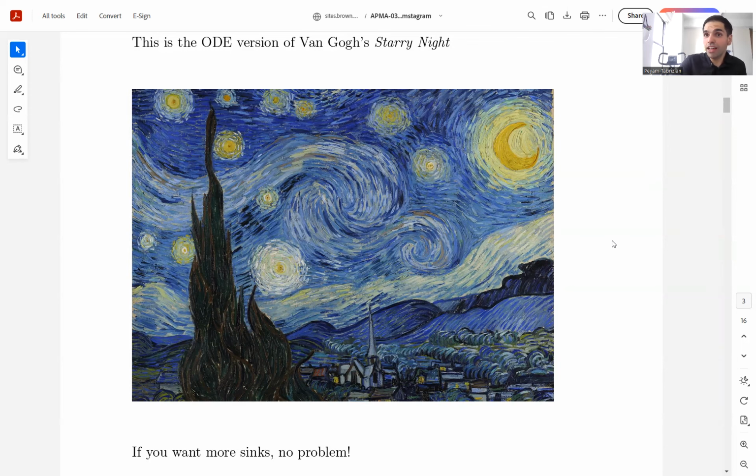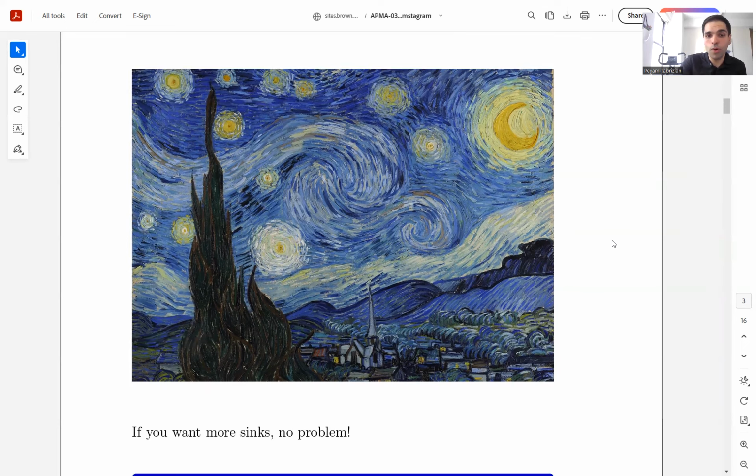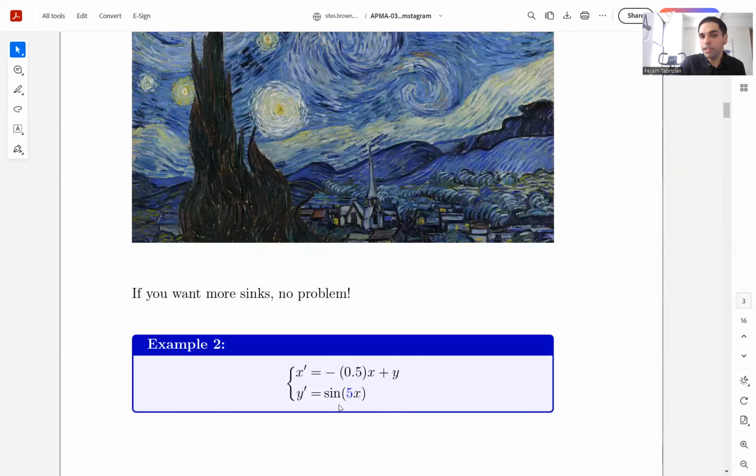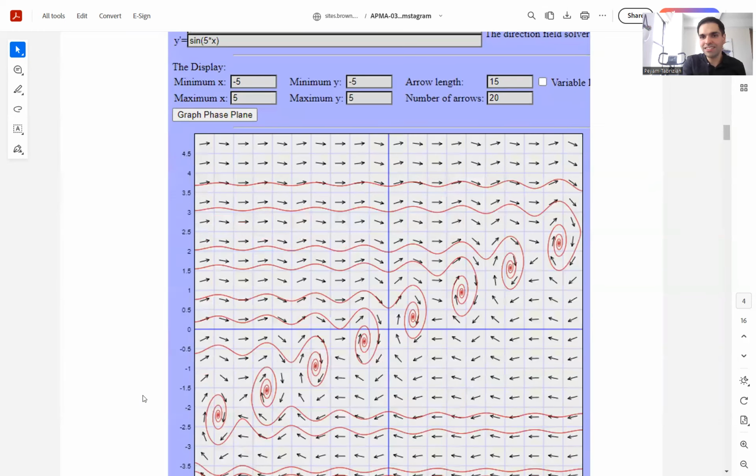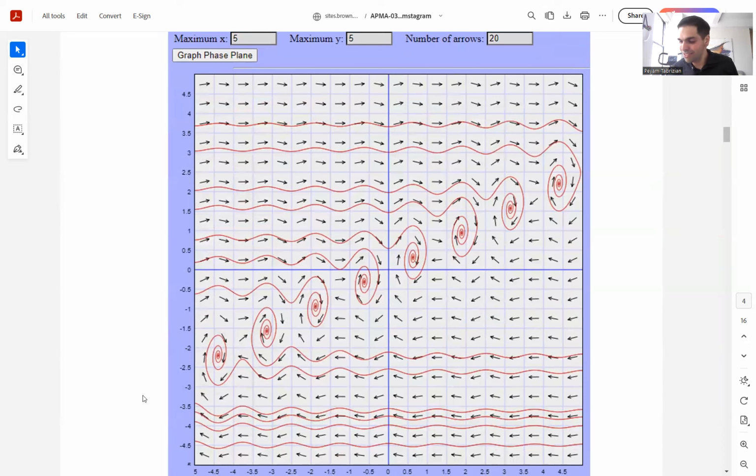And in fact, if you like those two things and you want more, no problem at all. Take the same ODE, but change the x to a 5x. And then you get many things. Oh, so pretty. And people say, I hate math. How can you hate such a beautiful thing?